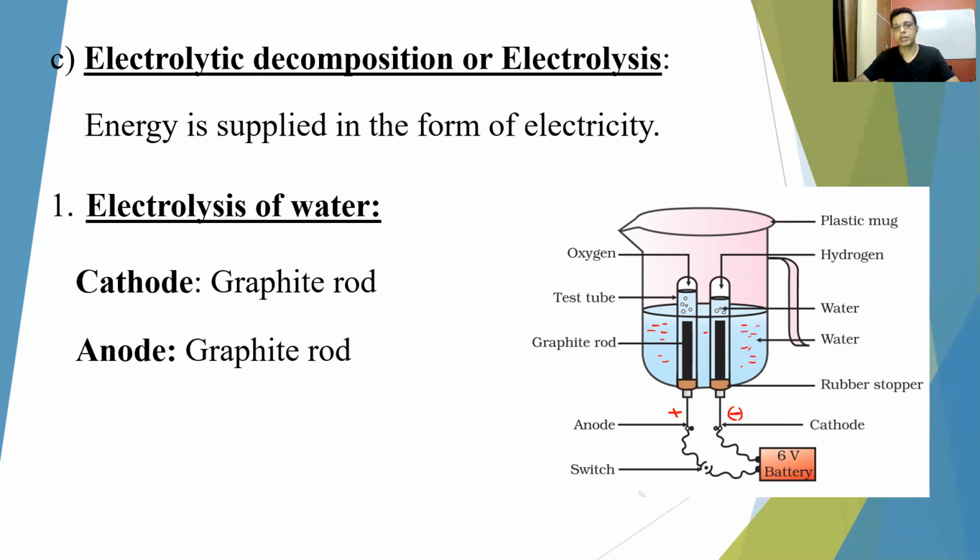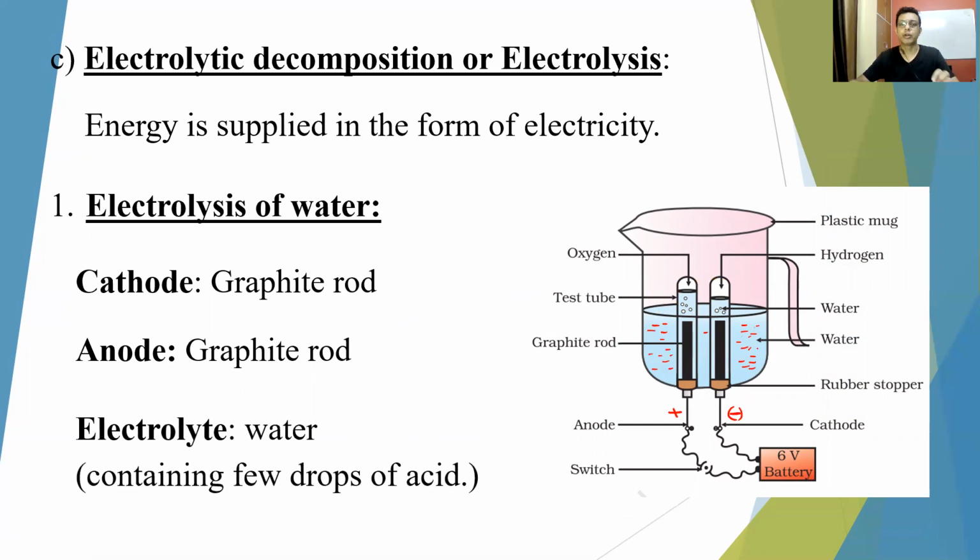So water is electrolyzed, but pure water is a very poor conductor of electricity. Pure water is almost a non-conductor, we can say. So to that water, some amount of acid is added. Now this is a very common question from electrolysis. The question is asked like this: why is acid added to water during electrolysis? The answer: pure water is a very poor conductor of electricity, so acid is added to increase the ionization of water so that the conductivity increases.